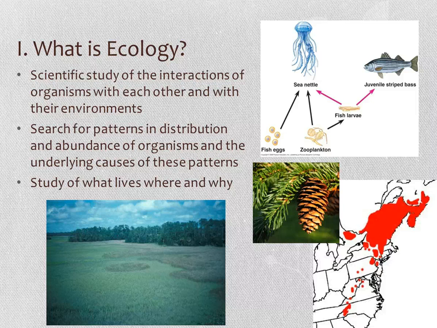patterns are. Another example in the bottom right that you see here is red spruce, and red spruce is not distributed randomly over the face of the earth. Also, you can see that it has a very patchy distribution, and this is one of the case studies that we will look at in the on-site portion of the course. So to wrap up the definition part, you might say that ecology is the study of what lives where and why.